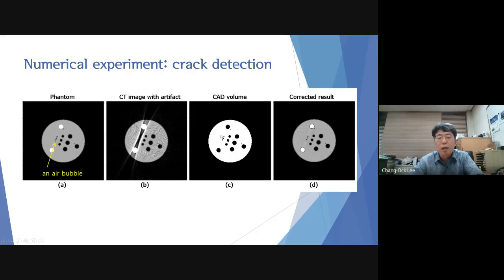Using the CAD volume, we can generate some three-dimensional volumes around the lead poles, and then we use the SMAR algorithms iteratively and obtained this. Here you can see something which is not in this CAD volume. So this is air bubbles. So this is actually a correct depiction.